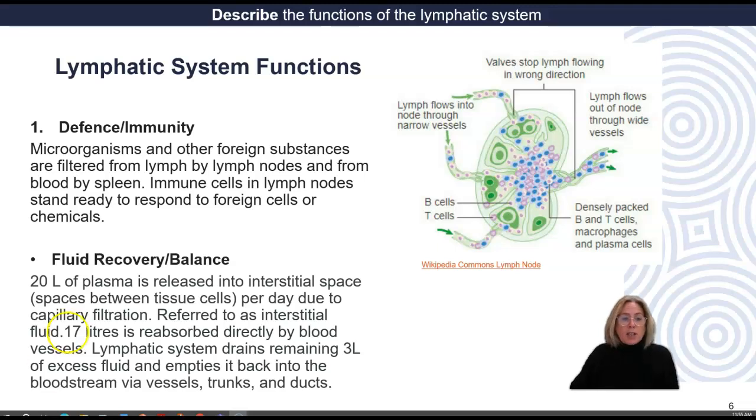The second function then is fluid recovery, and the lymphatic system plays a really important role in maintaining fluid balance.